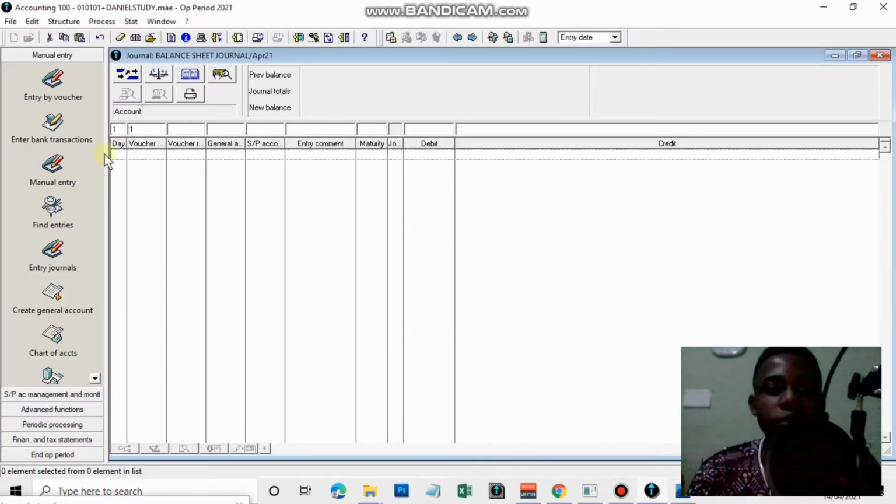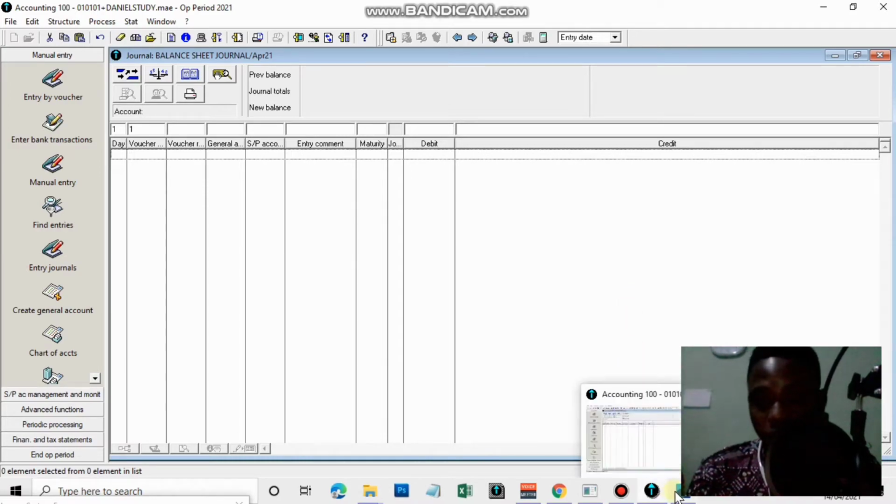Okay, so this is how the balance sheet journal presents itself: the date, the voucher, the general account, the SP account, the entry comment, and the debit and credit sides. We're going to look at all of these and the reason why we write each thing.